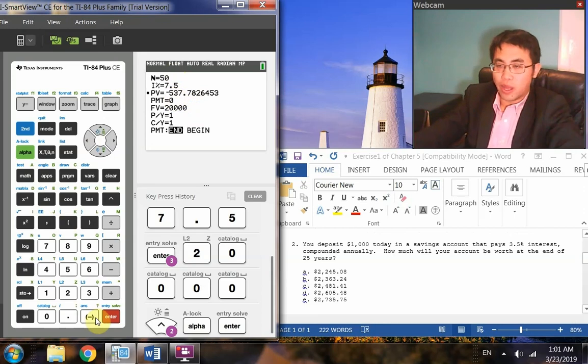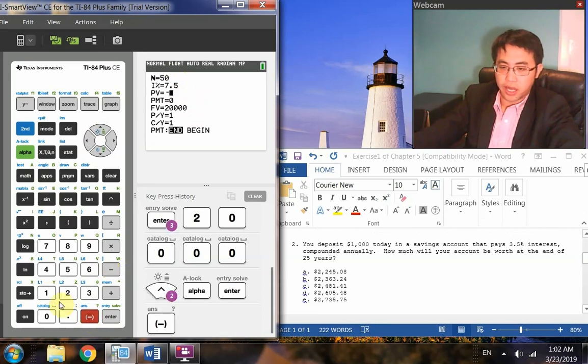When you are putting negative 1,000, make sure you hit this button for negative. You do not use the subtraction sign, because that's going to mess everything up. Make sure you use this negative sign right here. So I'm going to put a negative 1,000.